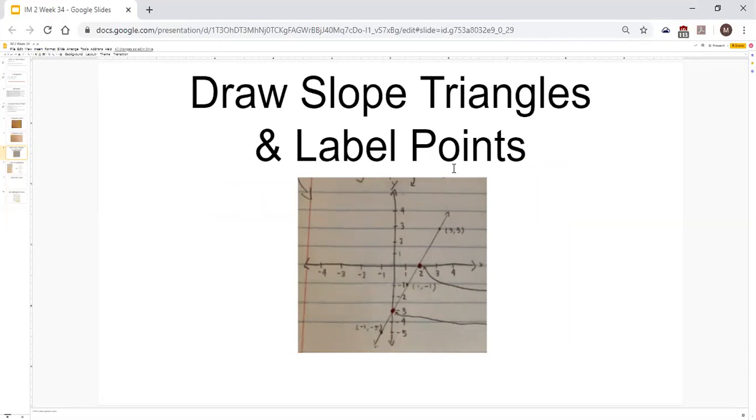Drawing slope triangles and labeling the points. So this one's a little tricky. Take a look at the work very closely. One of these points does not belong. Can you see which point does not belong, and explain why? So look at these points. There's a point right here, a point right here, a point right here, a point right here, and a point right here.